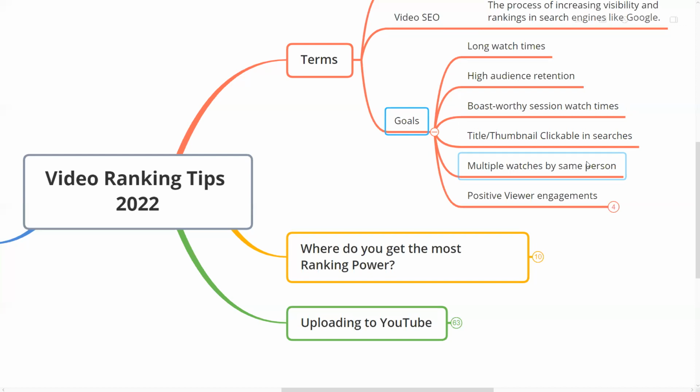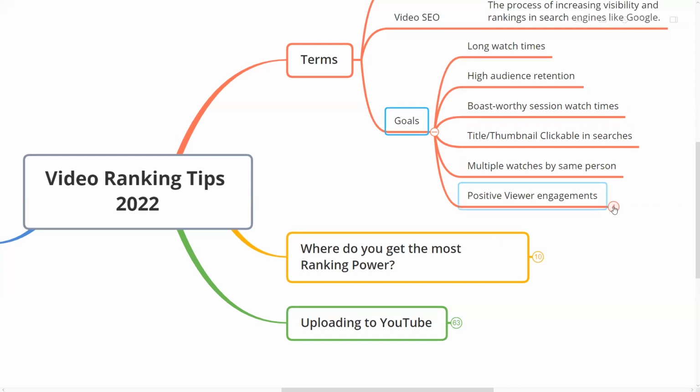And multiple watches by the same person. So you really want to try to get people to rewatch the video. That really helps the ranking when Google sees and YouTube sees the same person coming back and watching that same video, meaning this video has some authority, that people trust it, they like it, and they'll come back and review it again.